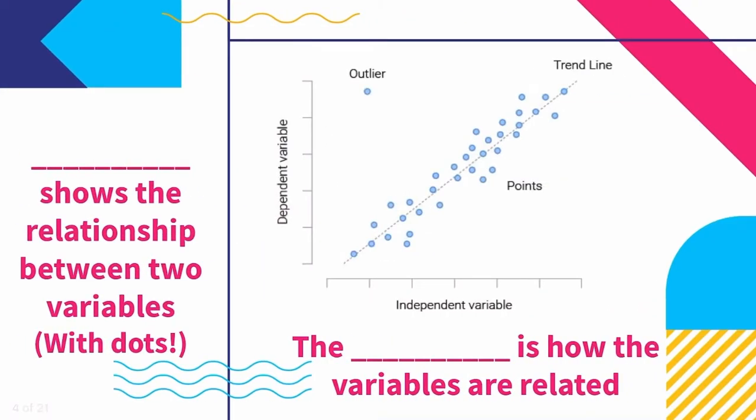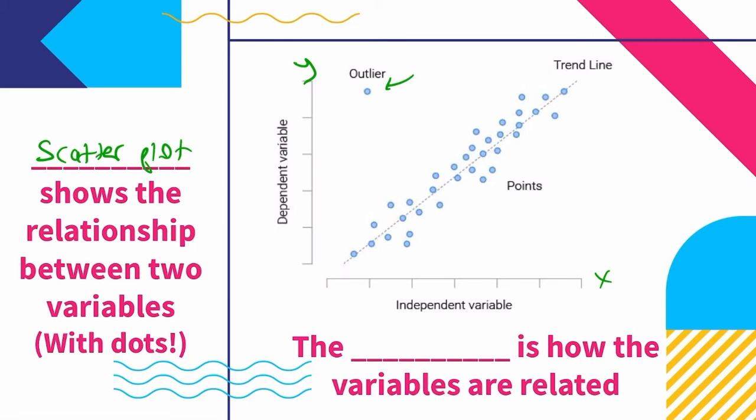This type of graph is called a scatter plot. It shows the relationship between 2 variables with dots. You have your independent variable, which you'll recognize from science class. It's on the x-axis, and your dependent variable is on the y-axis. And sometimes with these scatter plots, you could have a dot that's out of the way. We call it an outlier, and we tend not to focus too much on those.